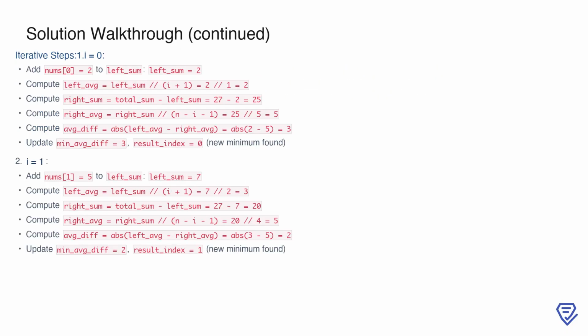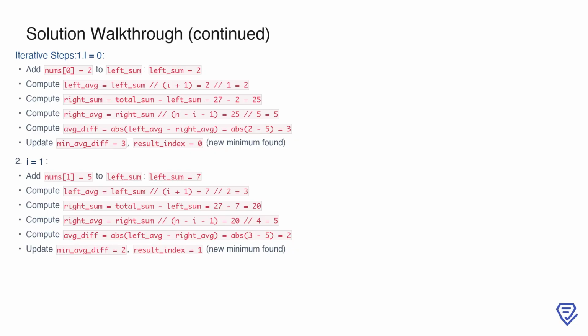Now, we begin the iterative process to compute the average differences for each index. For i equals 0, we add the first element, nums[0] equals 2, to left_sum, making it 2. The left average is calculated as left_sum divided by the number of elements in the left subarray, which is 2/1 equals 2. The right sum, right_sum, is the total sum minus left_sum, resulting in 27 - 2 equals 25.